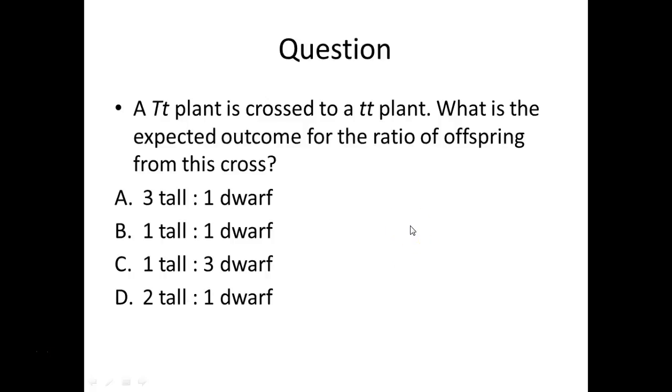So for Tt, heterozygous, crossed with homozygous recessive dwarf, what is the expected outcome? See if you can draw out that Punnett square real quick and figure it out. And of course we're looking at phenotype here, because they're writing tall and dwarf.